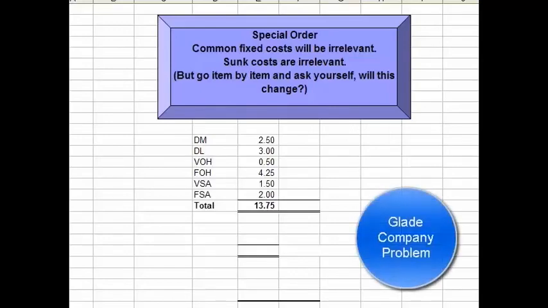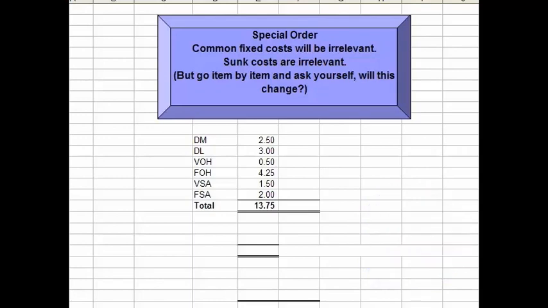Glade Company normally produces 8,000 units per month. It's important to note in a special order problem what the company's capacity is. And the capacity for Glade Company is 10,000 units per month. So they've got excess capacity.